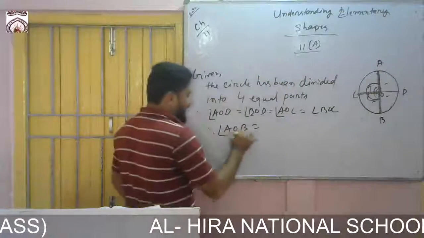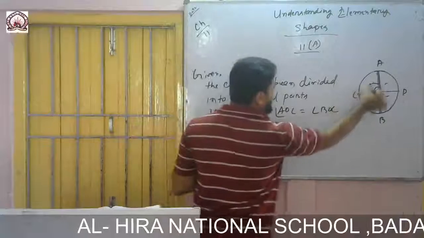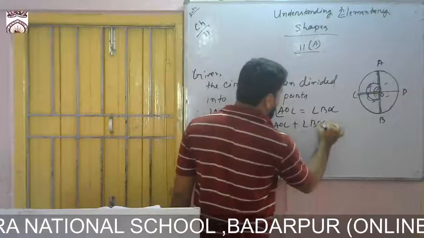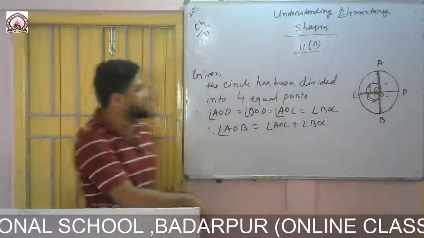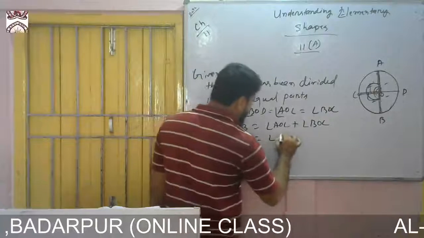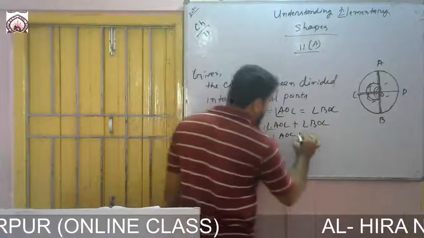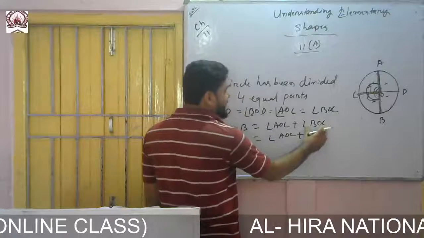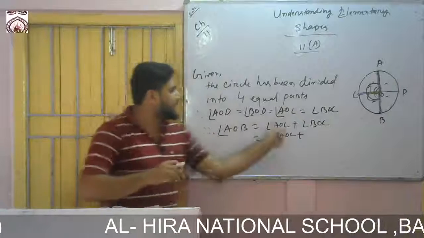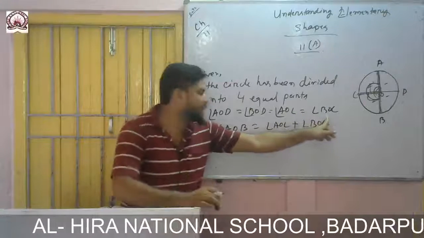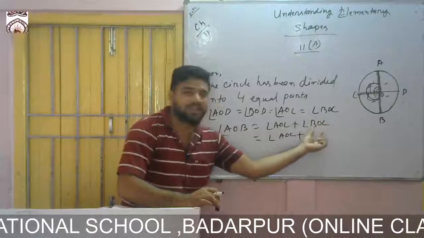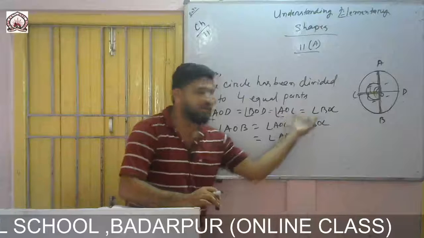So in place of angle AOB, I can write the measure of these two angles: angle AOC plus angle BOC. Now here, in case of BOC I can write AOC, because here AOC equals BOC. In place of BOC I can write AOC because they are equal.